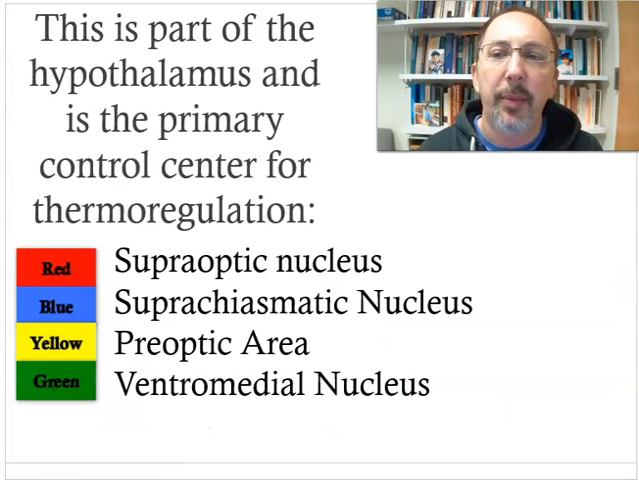This is part of the hypothalamus and is a primary control center for thermoregulation. Do you remember this? It's been, my goodness, so long. Is it the supraoptic, suprachiasmatic, preoptic area, or ventromedial? And the answer is preoptic. Preoptic and anterior.